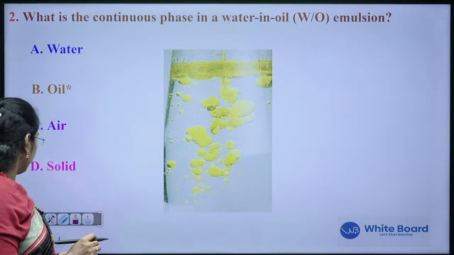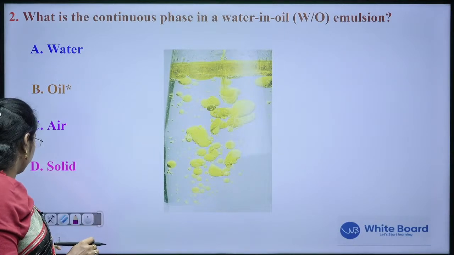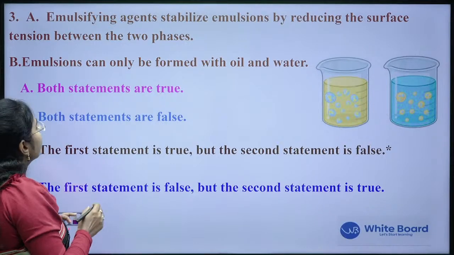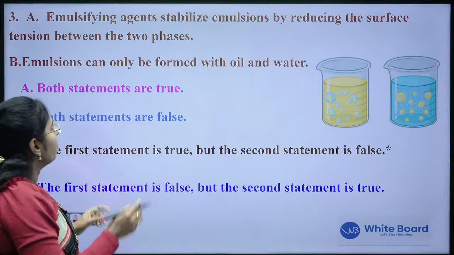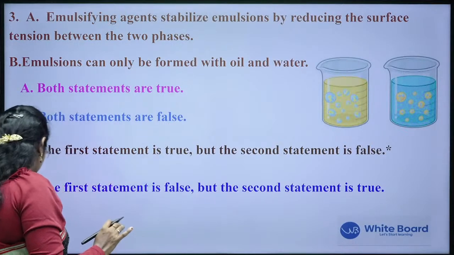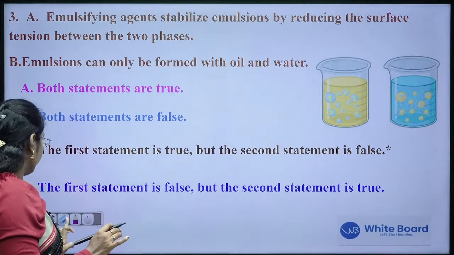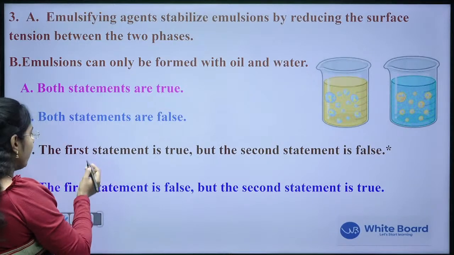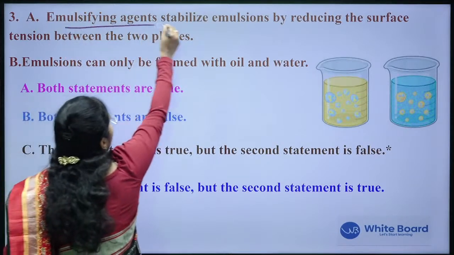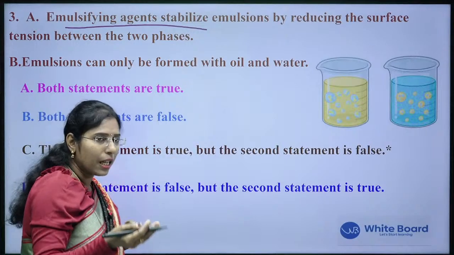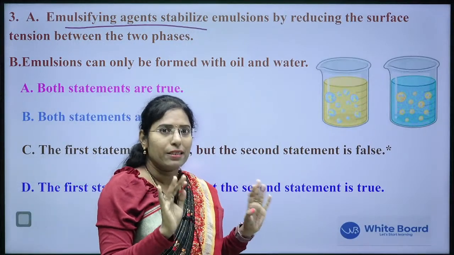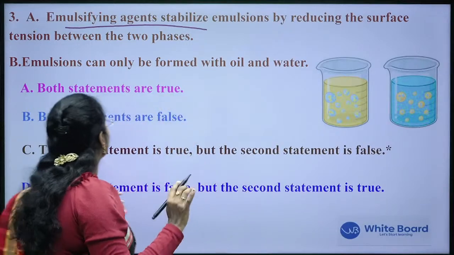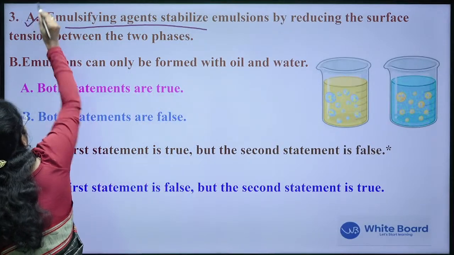Coming to the third question. Emulsifying agents stabilize emulsions by reducing the surface tension between the two phases. Yes, as we have just discussed, emulsifying agents stabilize the emulsion by reducing the surface tension or interfacial tension between the two liquids. Yes, the assertion is true.